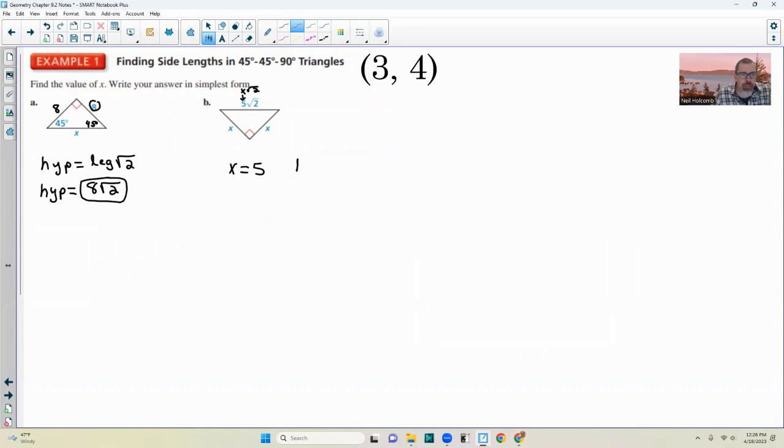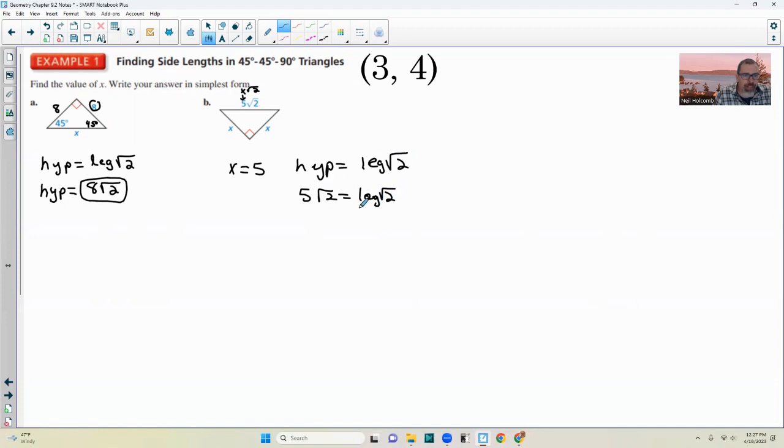The way the book shows it is it says the hypotenuse equals leg times the square root of 2. And we know that the hypotenuse is 5 square root 2. So we write 5 square root 2 equals the leg square root 2. So therefore the leg equals, I'm sorry, 5. So let me fix that. Hypotenuse equals the leg times the square root of 2. The hypotenuse is 5 square root 2, which is the leg square root 2.